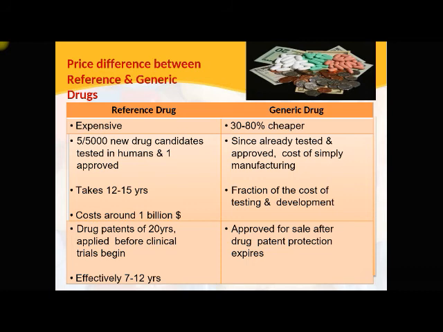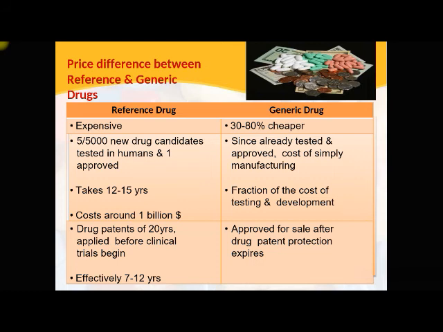Okay, so the amount of time taken by the reference drug to get into the market is very much larger. That is, it takes around 12 to 15 years to get a drug molecule from the lab to the market. But in case of generic drug, the time is a fraction of that. In 6 months to 1 year max, the drug can get into the market.